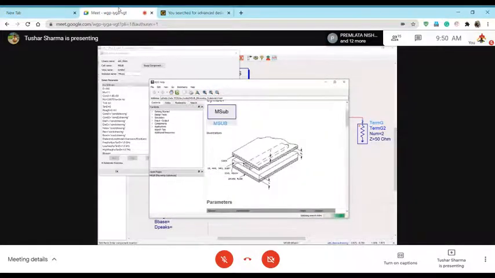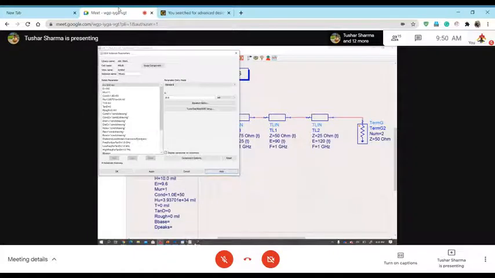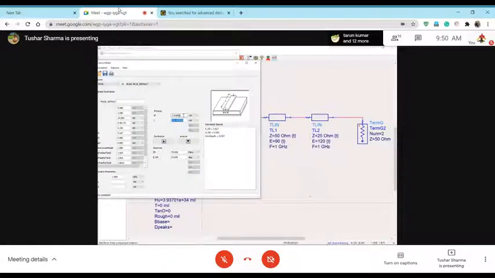But this is the cover, this is your conductor, then this is the ground plane, and then this is your ER, permeability, tan d, and the thickness of this substrate. This is what it is. So now let's see. It says it has a width of 3.5 and a length of 336 mils.